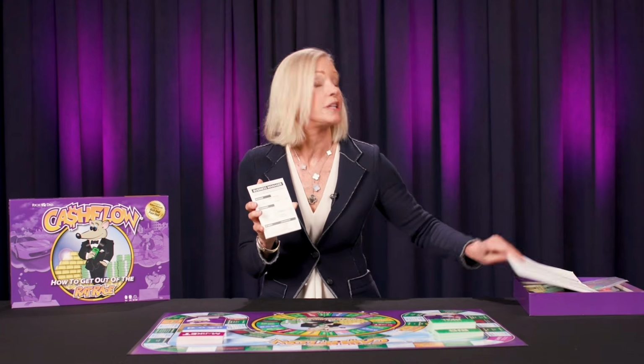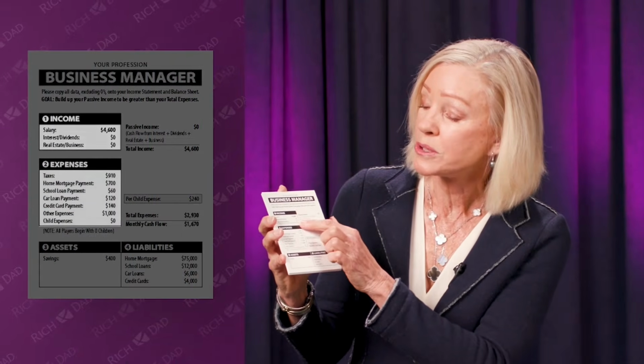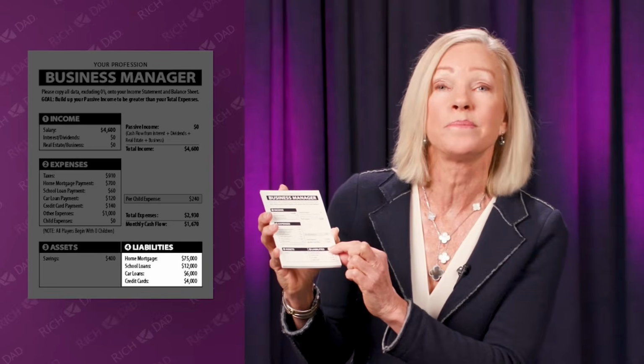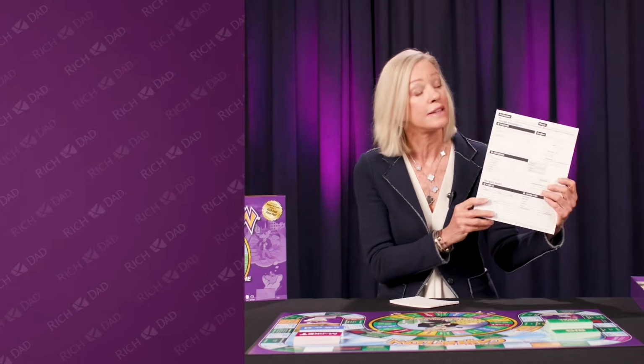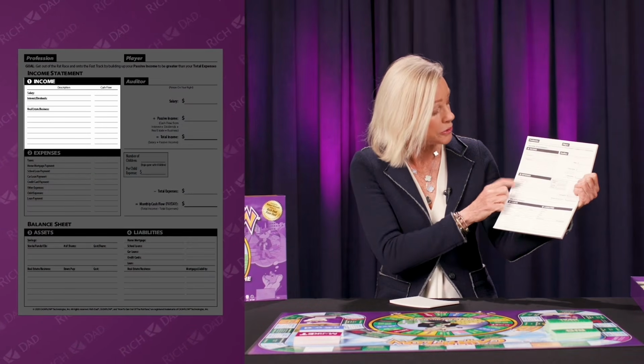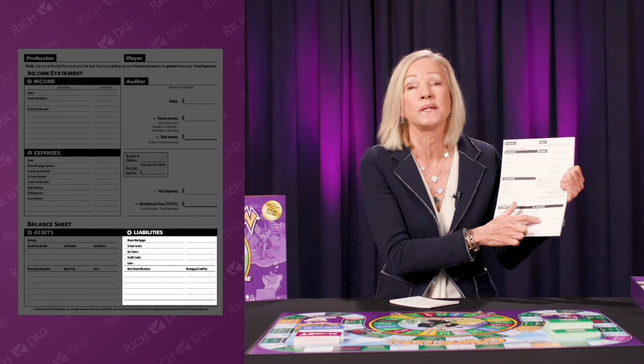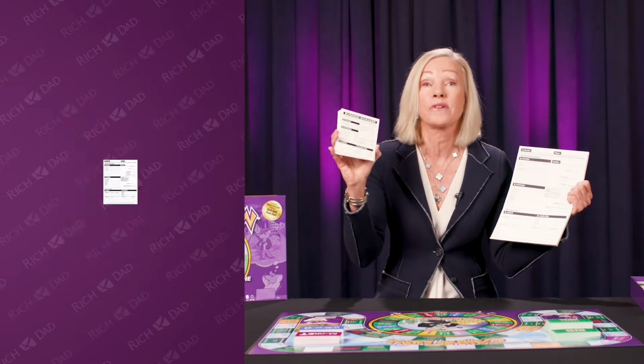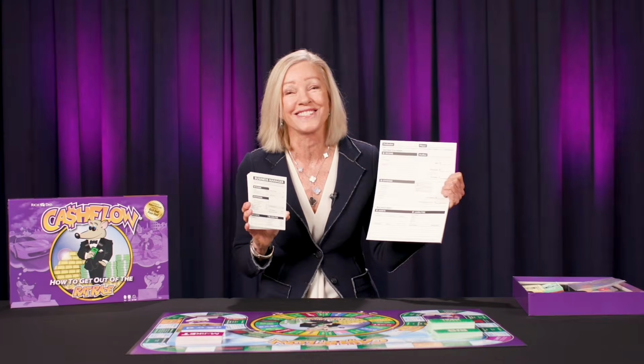One little hint is if your profession has a low salary, that might not be such a bad thing. Step number 5 in setting up the cash flow game is you're going to take the information on your profession card and you're going to transfer it to your financial statement. And you'll notice on the profession card, you have a 1 in income, 2 in expenses, 3 in assets, 4 in liabilities. Exactly the same as on the financial statement. 1 income, 2 expenses, 3 assets, 4 liabilities. Just transfer the information from the profession card right onto your financial statement.